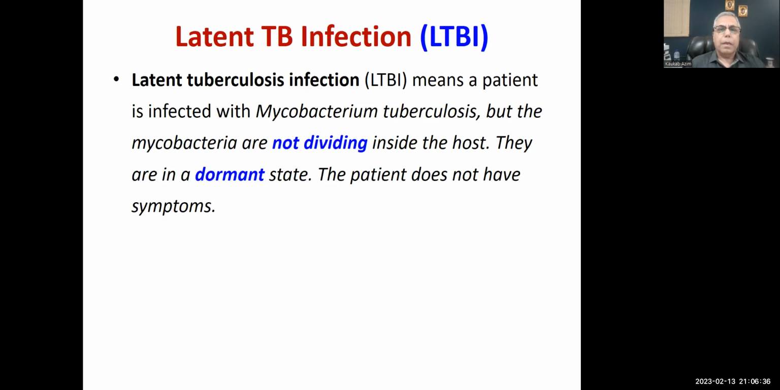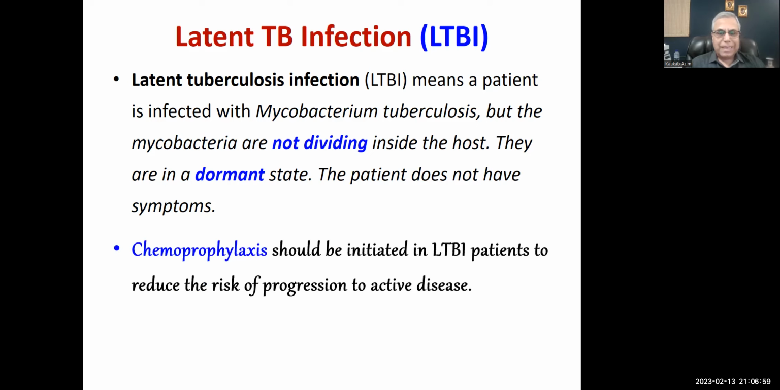So latent tuberculosis means a patient is infected with Mycobacterium tuberculosis, but the bacteria are not dividing. They are in a dormant state. They have been contained by the immune system, by the macrophages. They have been walled off. We call this walling off, okay? A wall has been formed all around them. Chemoprophylaxis should be initiated in latent tuberculosis infection. LTBI stands for latent TB infection. And we do that to reduce the risk of progression.